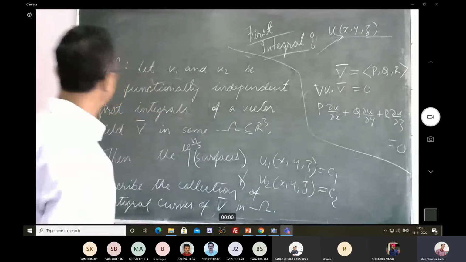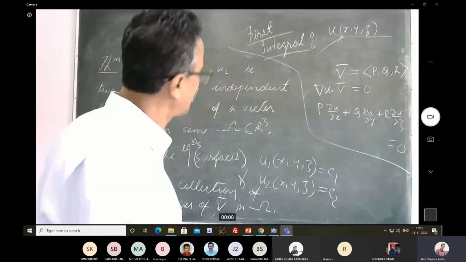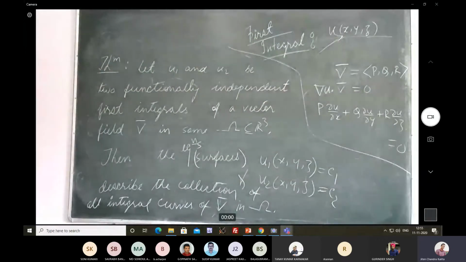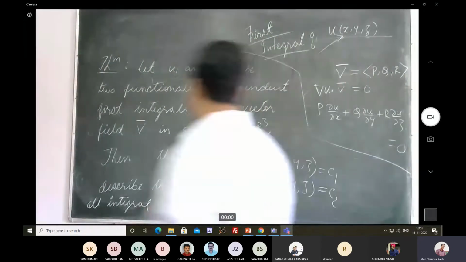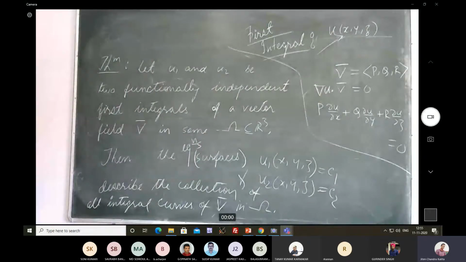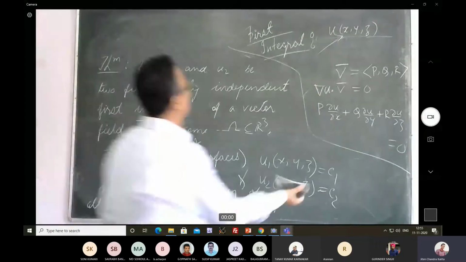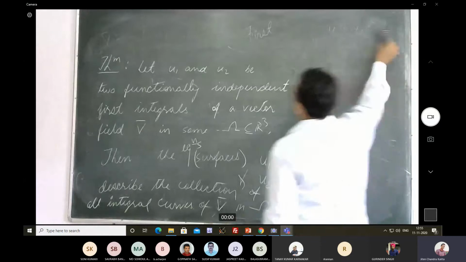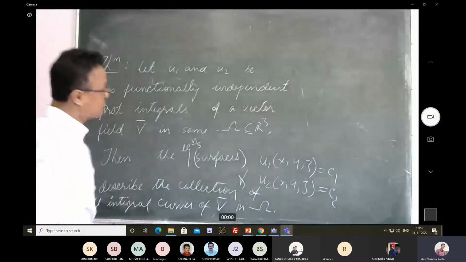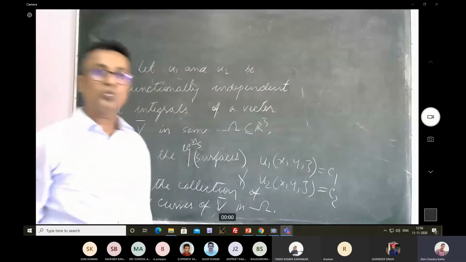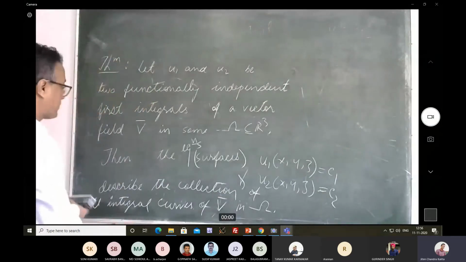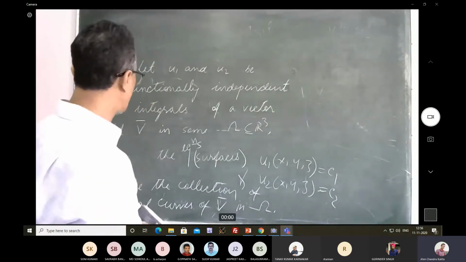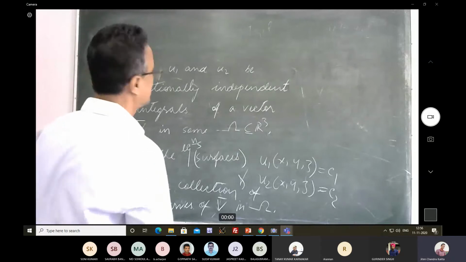So this is the theorem. I think you are already getting some clues about how to go about it. I'm going to give you an outline of this proof. Of course, I'm going to prove it, but the writing part may be absent. And you please go through Simmons' book again. Okay, fine. So, how to prove this?